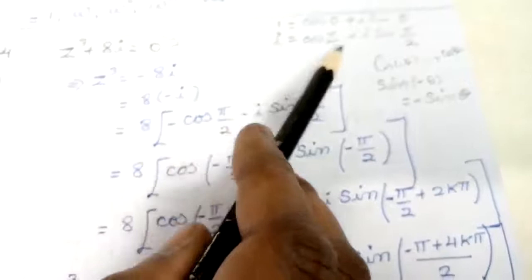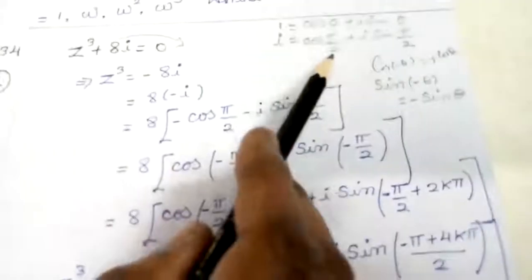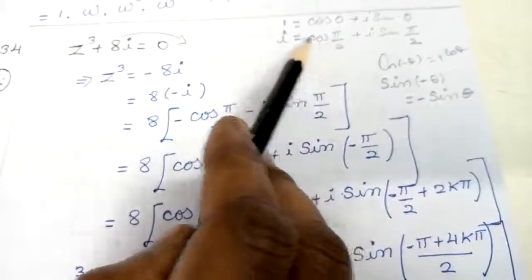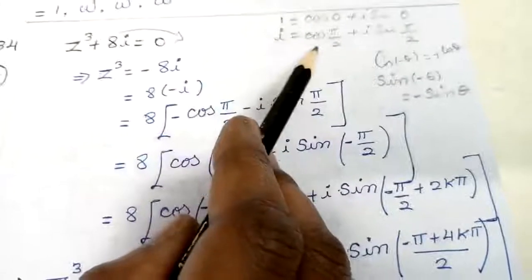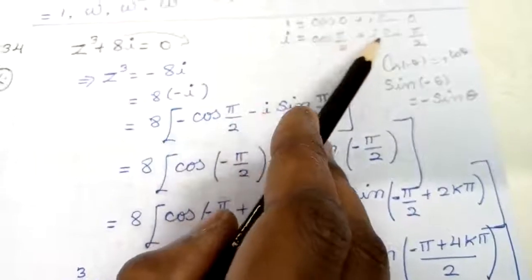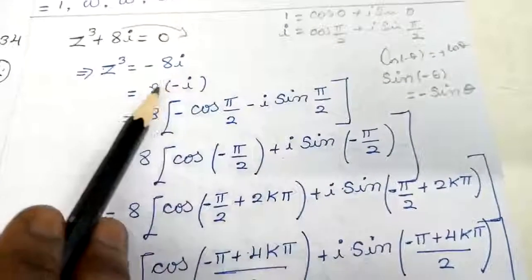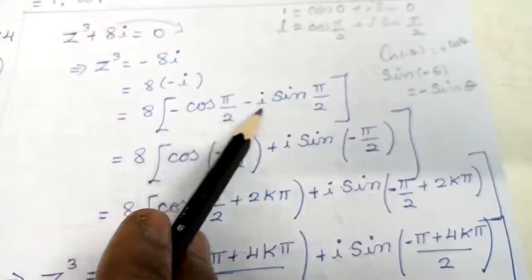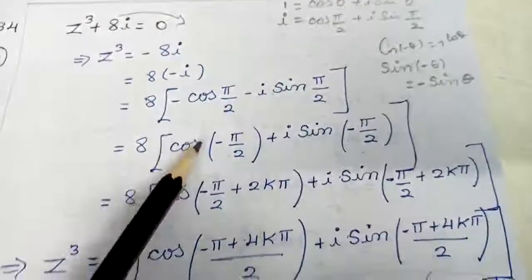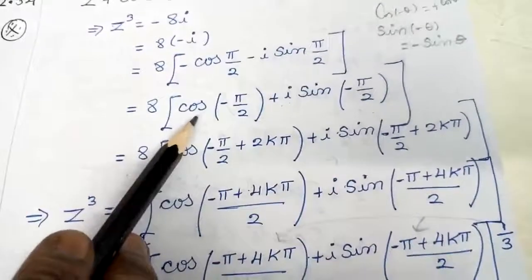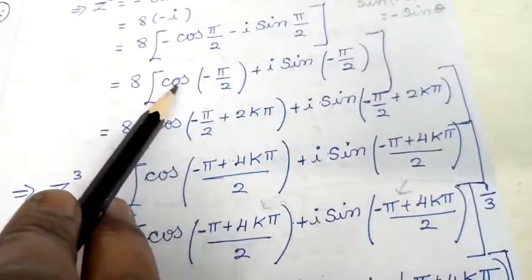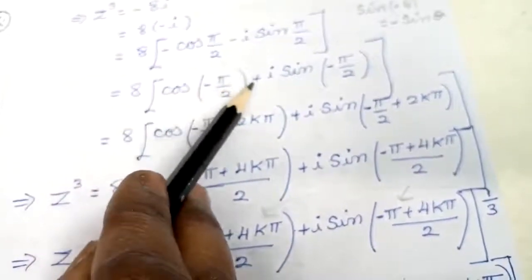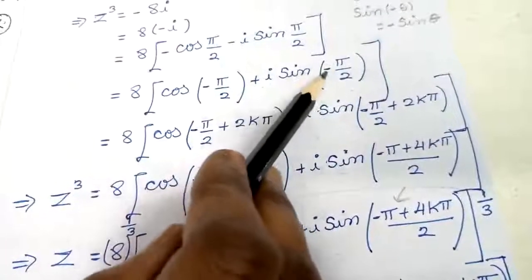i can be written in polar form, that is cos pi by 2 plus i sin pi by 2. You have to keep this properly in your mind. So minus i can be written as minus cos pi by 2 minus i sin pi by 2. The next step, I am bringing the negative sign inside the angle: cos of minus pi by 2 plus i sin of minus pi by 2.